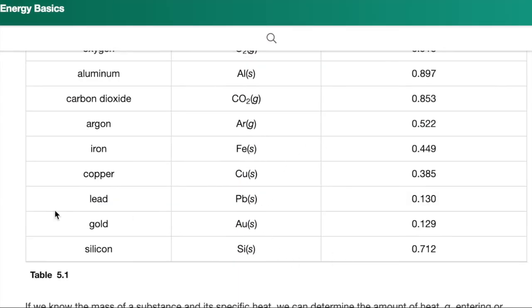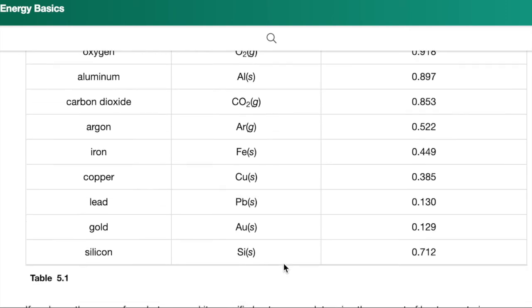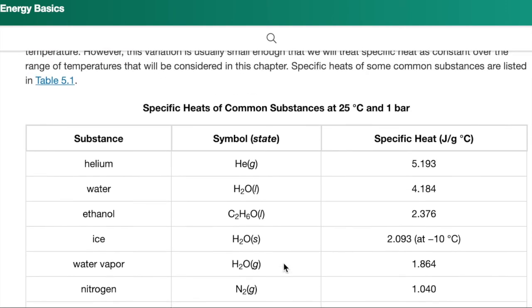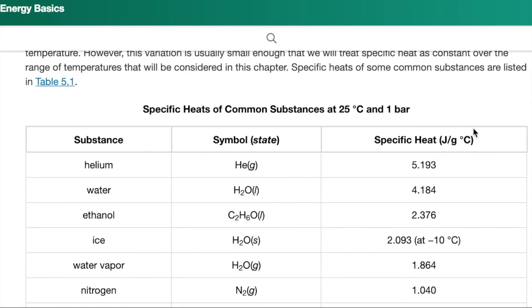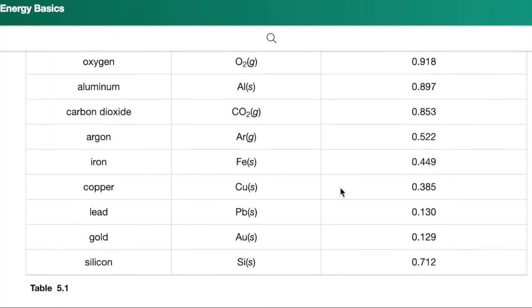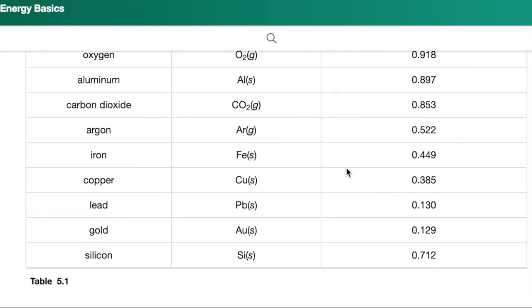So here's table 5.1 in your textbook. And just to point out that these units are in joules per gram degree Celsius, they put it in the heading rather than putting it next to each value. So that is why I converted it to joules per gram degree Celsius. But there is one that is 0.385 joules per gram degree Celsius, and that is copper.